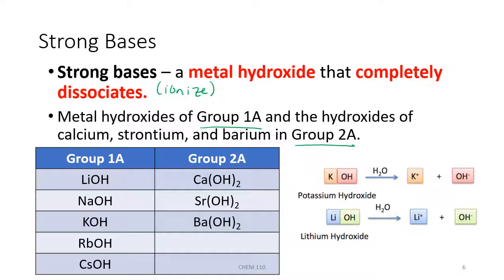So for example, if we put potassium hydroxide in water, that'll dissociate completely and give us aqueous potassium ions and aqueous hydroxide ions. The production of that hydroxide in water is what makes this a strong base. Same thing with the lithium hydroxide. If we dissolve some of that in water, we'll get aqueous lithium ions and we'll also get aqueous hydroxide ions. So this is an Arrhenius base.